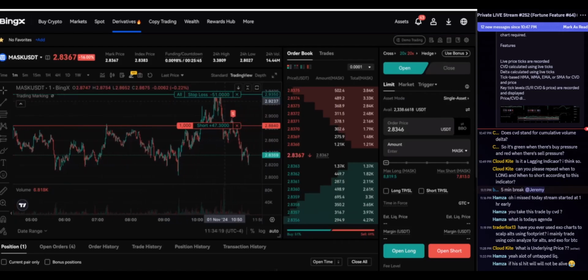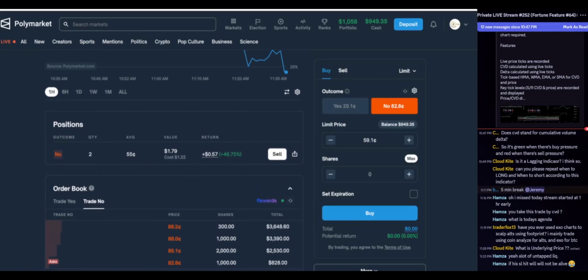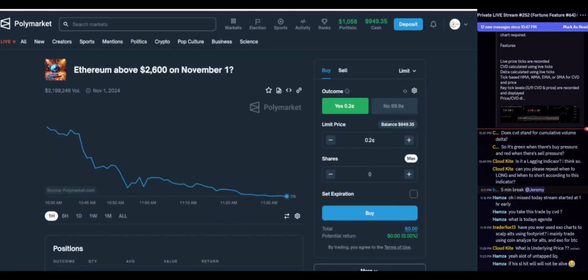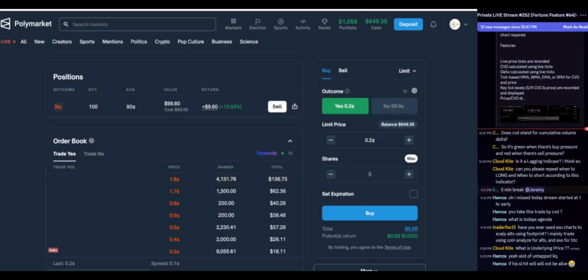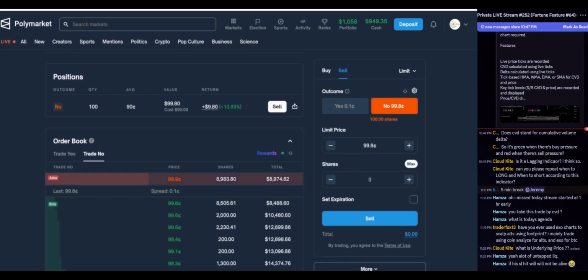Now, when it comes to Polymarket, is there anything I want to do here? Not really. You know, one thing I could do is, I was thinking of making a bit of a mathematical mistake, but I could sell at 99.9, just to free up some money, I guess.